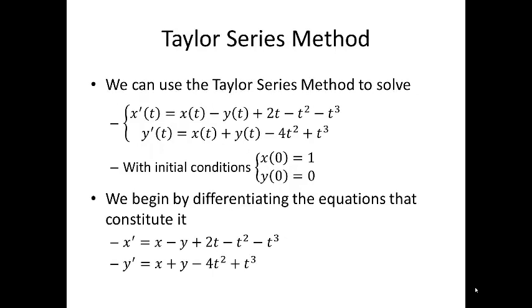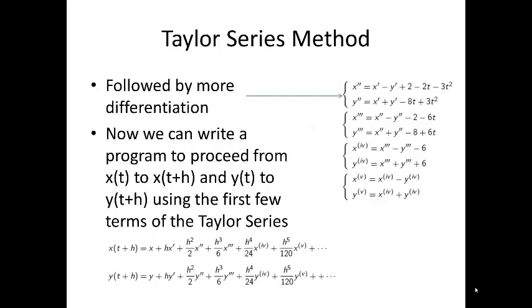One method we can use for solving these is the Taylor series method to solve the coupled equations. We begin basically by differentiating the equations that constitute it, like we did in section 7.1 of this text, and here we get x prime is equal to x minus y plus 2t minus t squared minus t cubed. y prime is equal to x plus y minus 4t squared plus t cubed, and we follow this on with some more differentiation. Of course, it involves more differentiation and Taylor series.